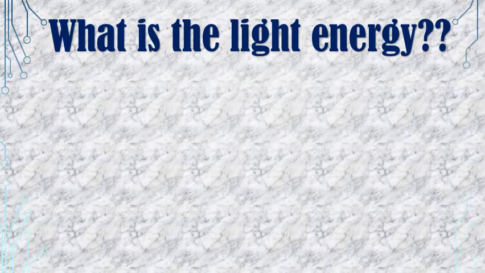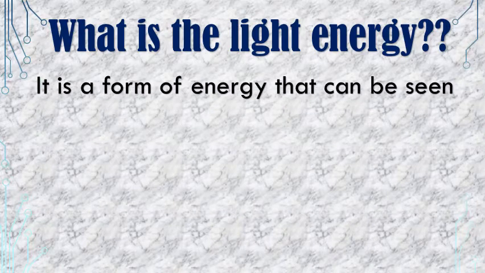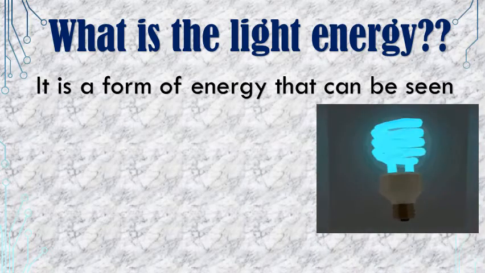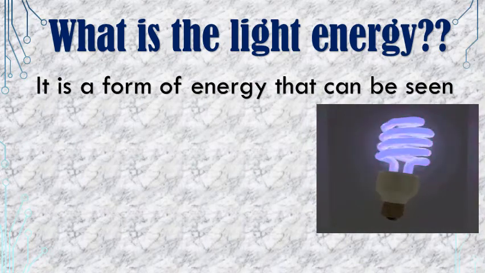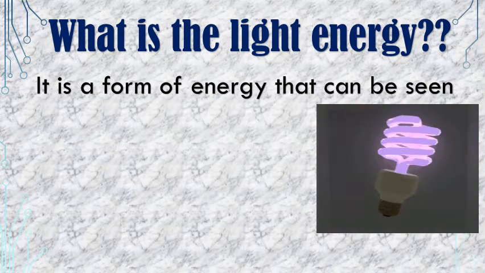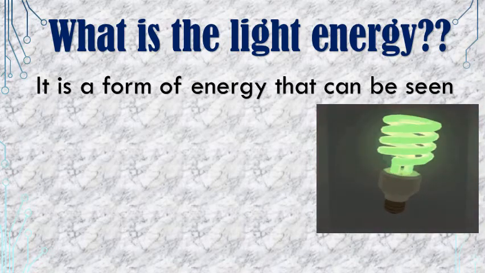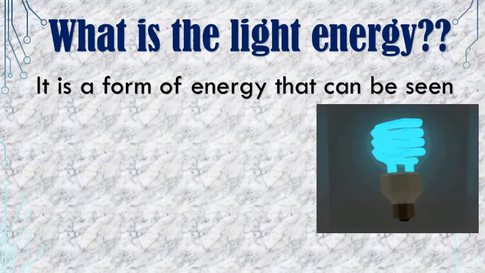As we said before, light is one form of energy that can be seen. So, if I ask you to write the scientific term for a form of energy that can be seen, the answer will be light energy. So, repeat it again with me. What is light energy? It's a form of energy that can be seen. Okay, can be seen means visible.